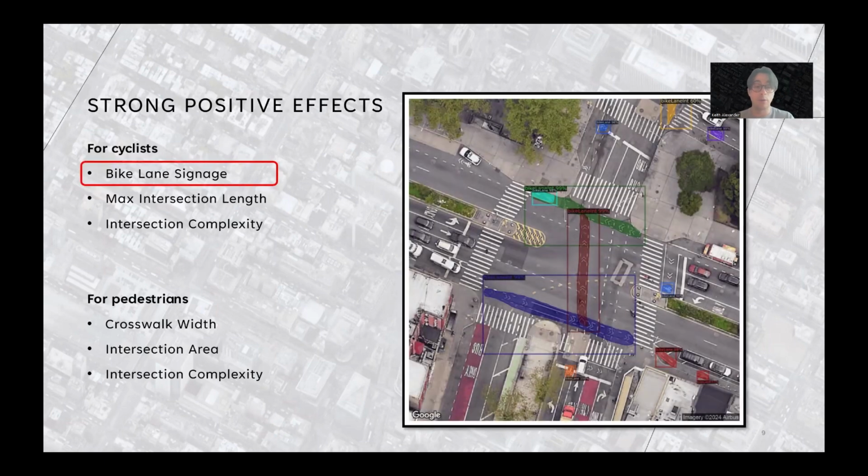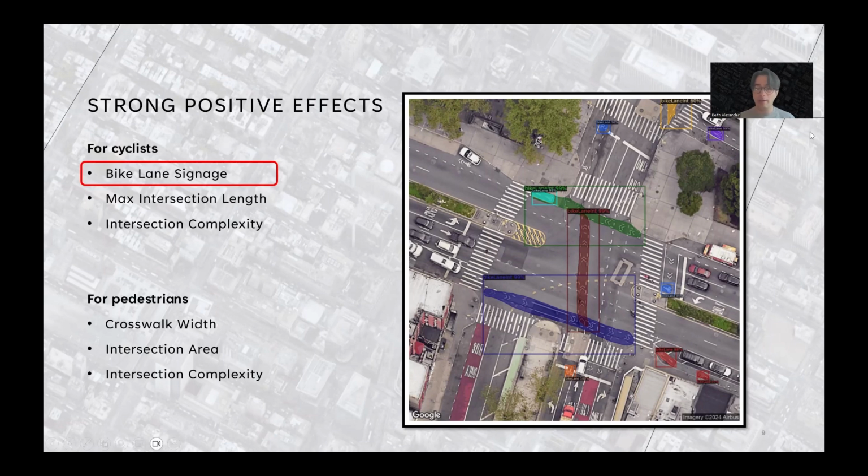First, we see that for cyclists, bike lane signage actually has a strong, statistically significant positive effect on the collision rate. That is, intersections with bike lanes tend to have higher rates of accidents for cyclists. Now, again, this is a little bit counterintuitive because we expect that bike lanes would provide safety, provide protection for cyclists, and it seems that the effect may be the opposite.